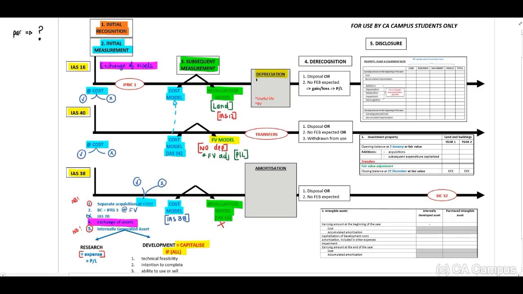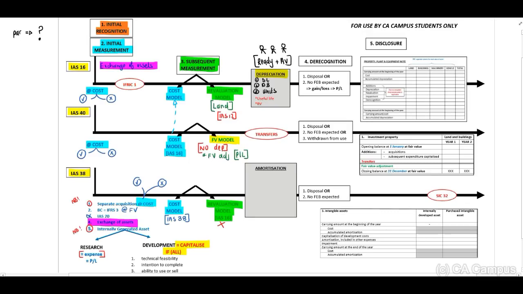The first can be straight line method, second our diminishing balance method, and third our units of production method. Now it is important that you know that depreciation and amortization will start when the asset is ready and available for use as intended by management. Therefore, it is important that you read the information provided.